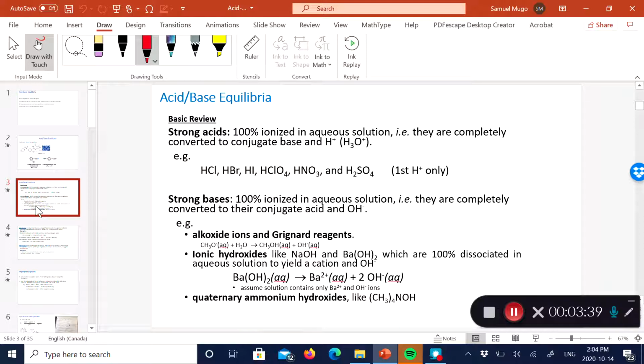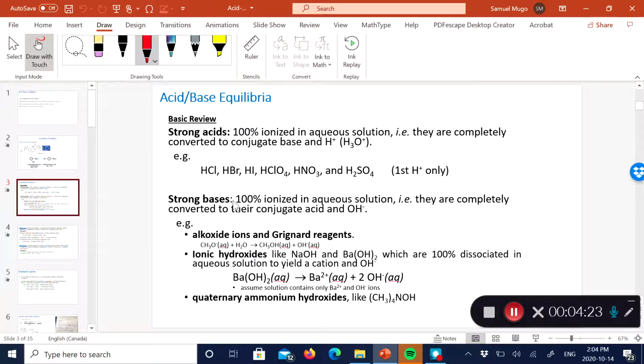Now, acids and bases are often classified as either strong acids, strong bases, weak acids, or weak bases. Strong acids are acids that dissociate completely, 100% dissociation. You're going to find most of the mineral acids, hydrochloric acid, perchloric acid, nitric acid, sulfuric acid, and so on, are strong acids, meaning they dissociate completely to give you a proton, or what you call a hydronium ion.